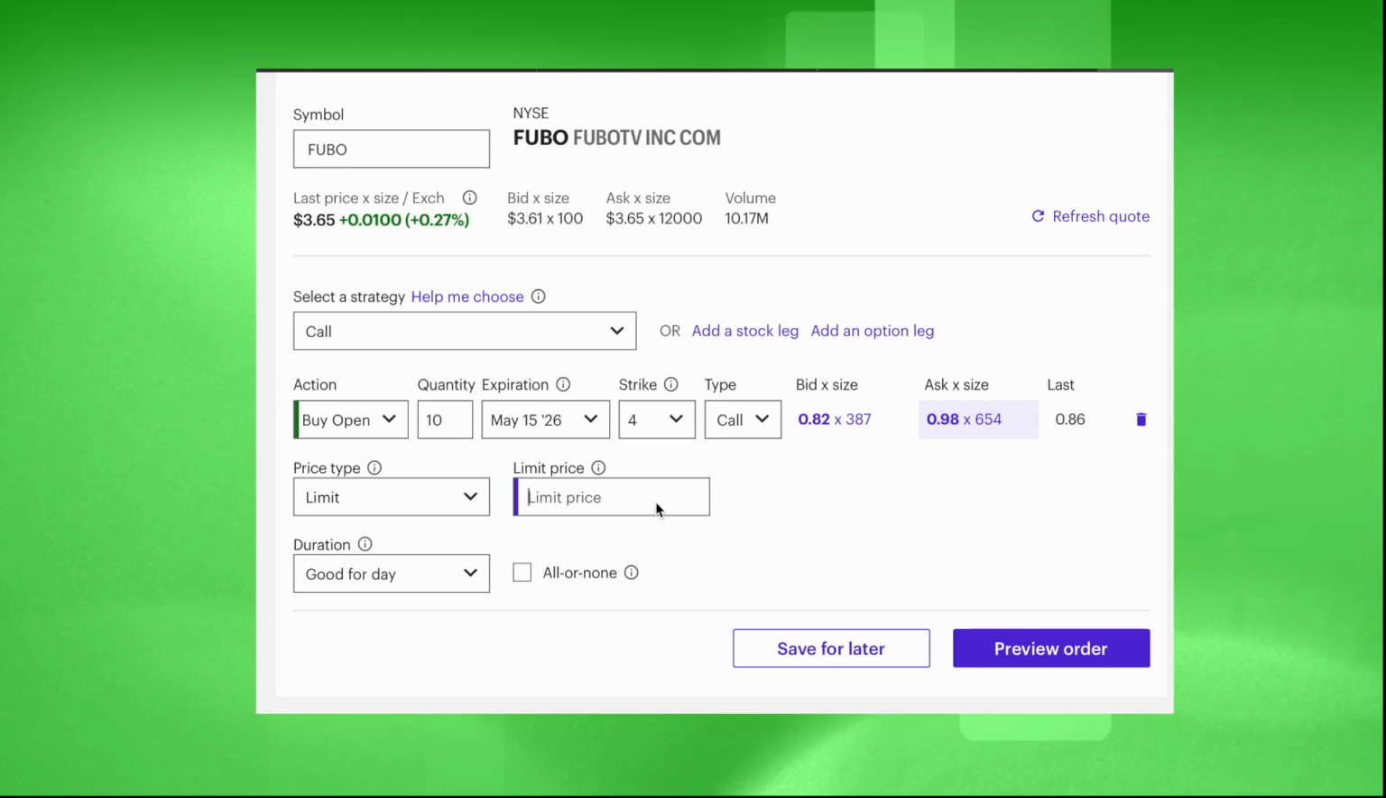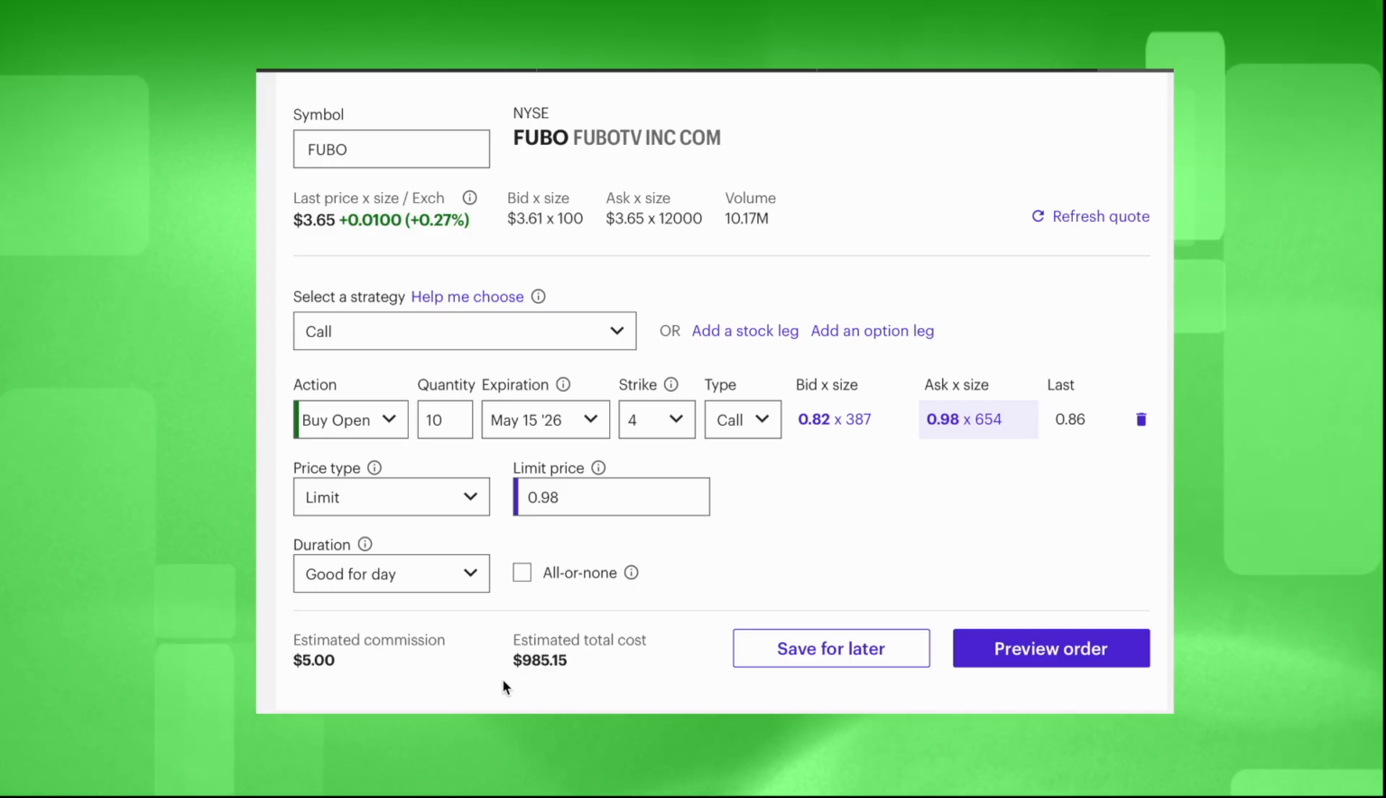So we would add 0.98, and now we see that it will cost $985.15, which is 10 contracts. Each contract is worth 100 shares, so that would be worth 1,000 shares. And like I said, I would never hold these 10 contracts on expiration date. I would sell them before or on expiration date because I don't want to have 1,000 shares of Fubo. I want to make my money and I want to get out.